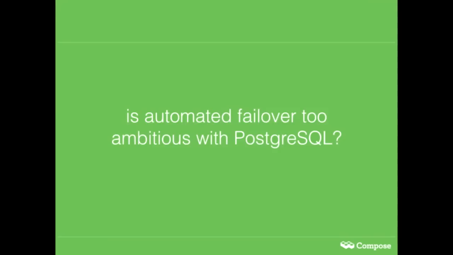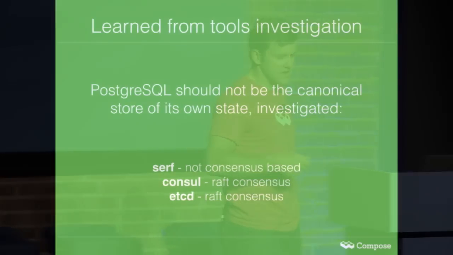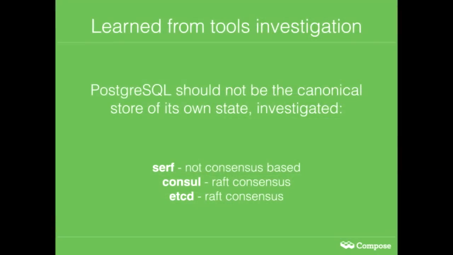So those things weren't meshing with our requirements. Is automated failover too ambitious for Postgres was our next question. But it wasn't, because we'd learned some things through the investigation of the tools I mentioned a moment ago. We'd learned that people are doing it. They just, there's not necessarily automated ways to go about it yet, or a default template for going about it yet.